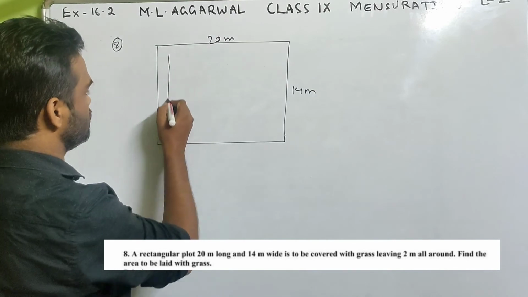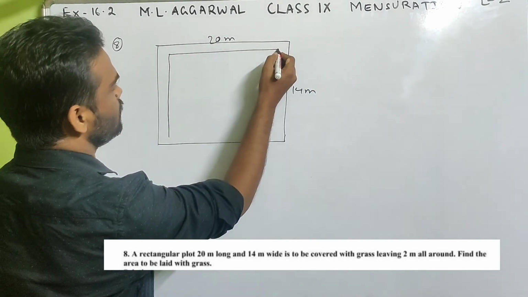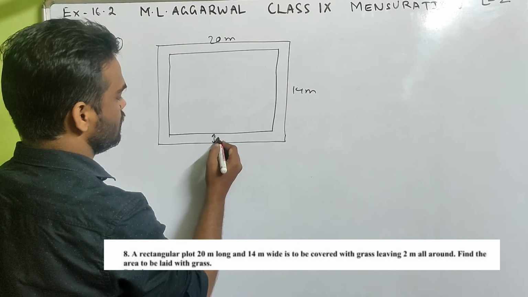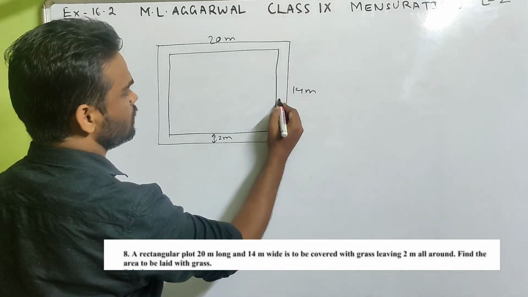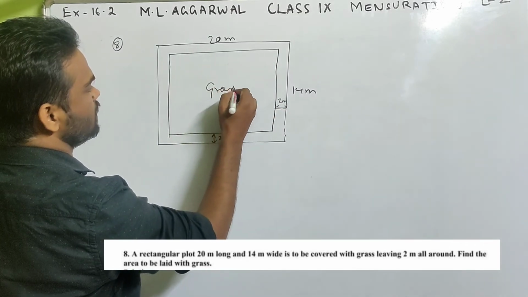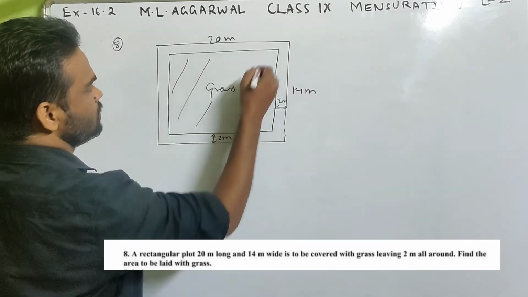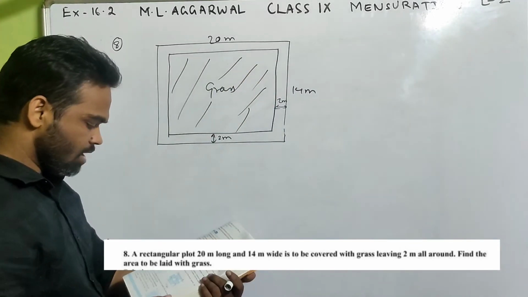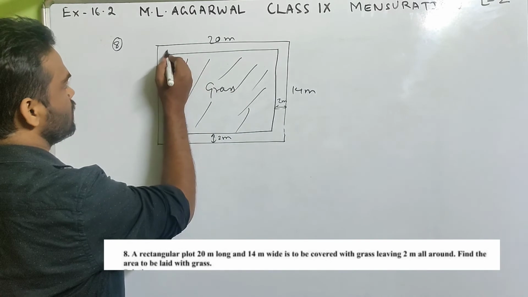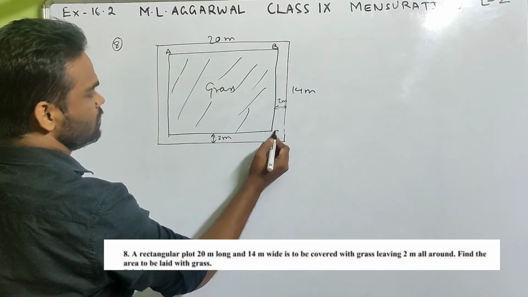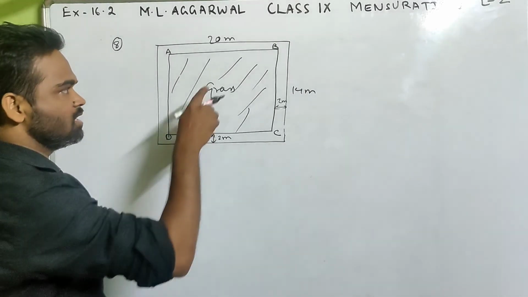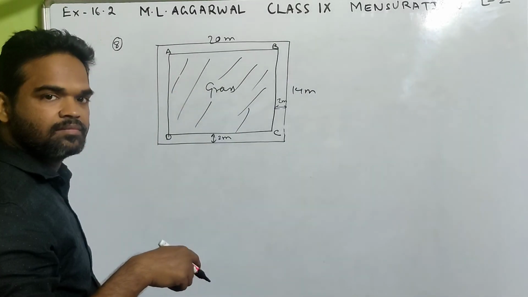So what happened in this portion? You leave 2 meter all around. This is your 2 meter. You leave a gap of 2 meter and then you put grass in this area, the shaded region. Okay? What they're asking? Find the area to be laid with grass. So if you look at the inner rectangle, they want the area of the inner rectangle because that is the portion where grass is laid.